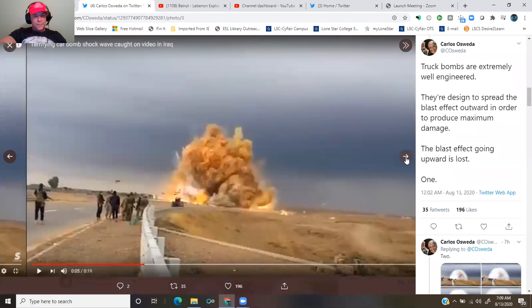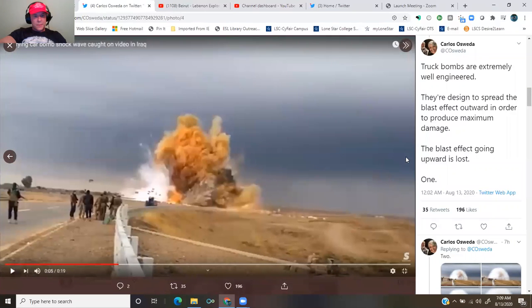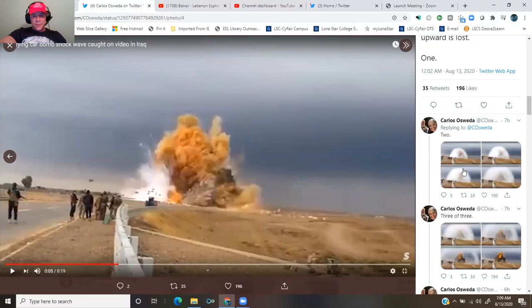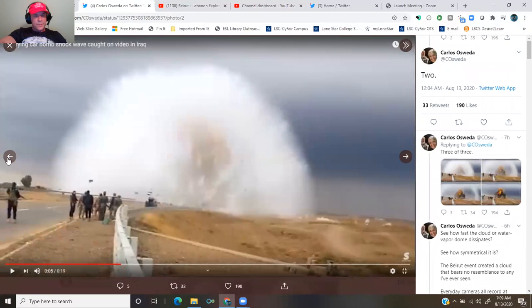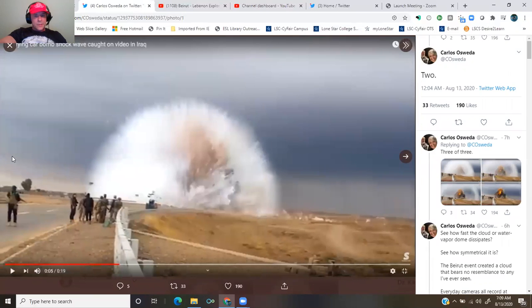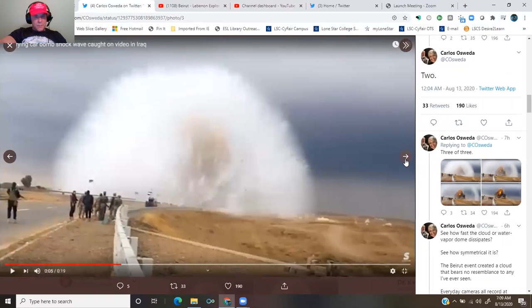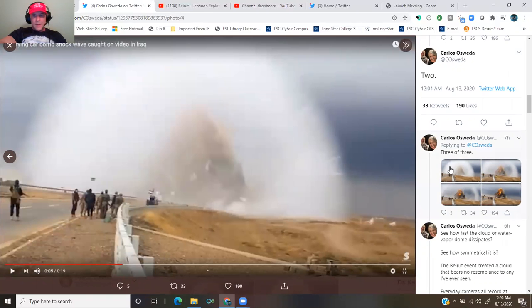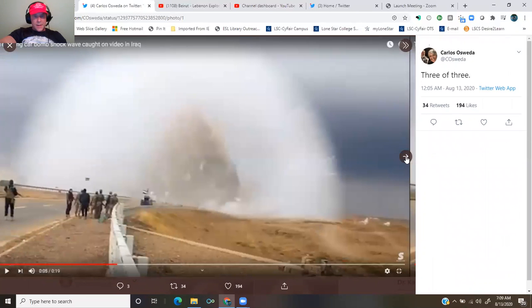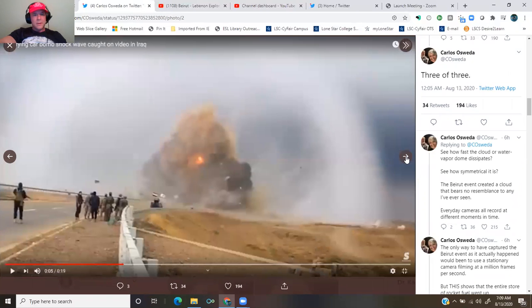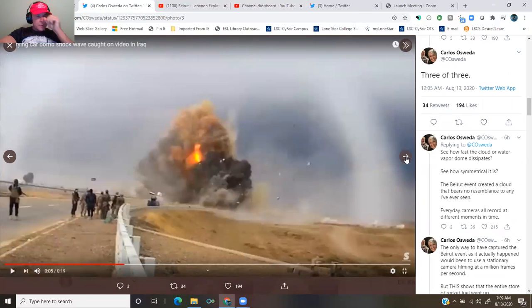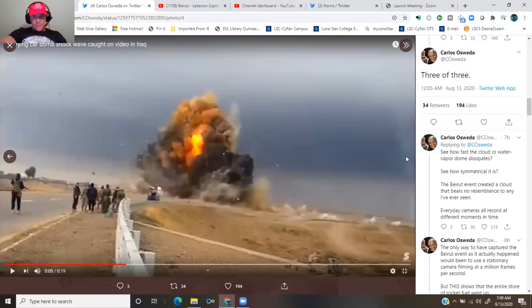One, two, sorry. So, bam, bam, bam, bam. And then finally 3 of 3. And it gets bigger. And then, isn't that great? See how fast the cloud, the water vapor dome, dissipates? See how symmetrical it is?